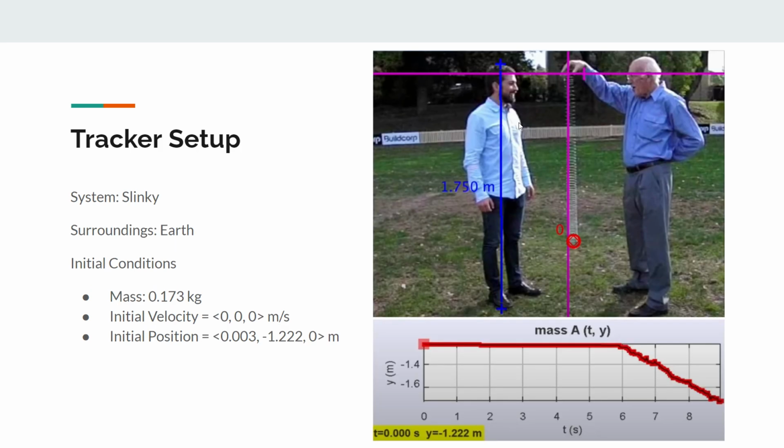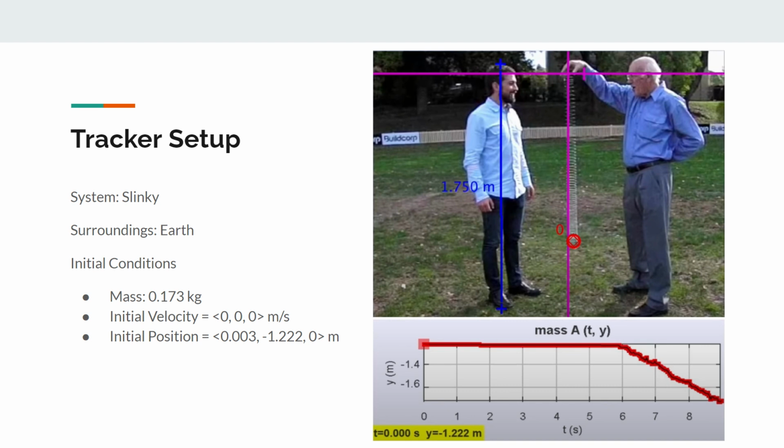I used the video already recorded from YouTube, so I made my system the slinky and the surroundings the Earth. For the initial conditions, I have them all listed out on the slide, with mass being 0.173 kilograms, initial velocity being 0 meters per second, and initial position being 0.003 and negative 1.222 in the x and y respectively. I estimated the initial stretch length by comparing its height to the height of the man in the video.